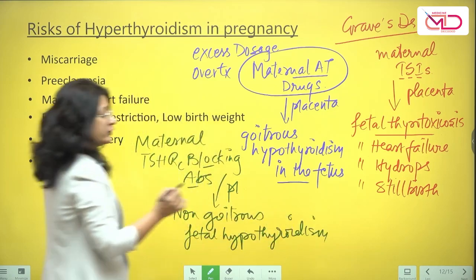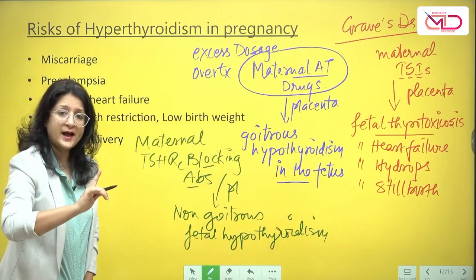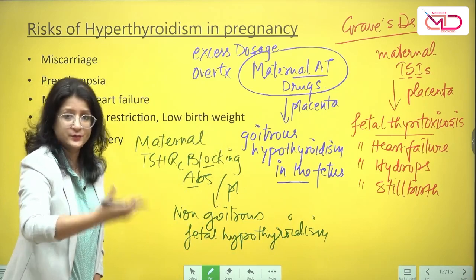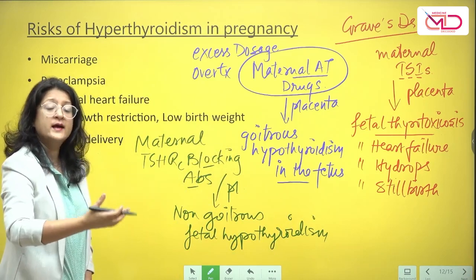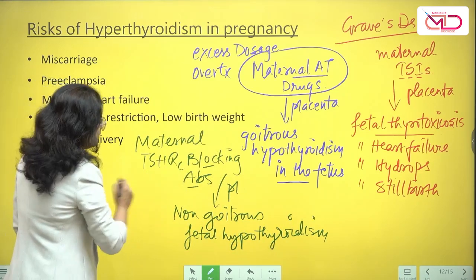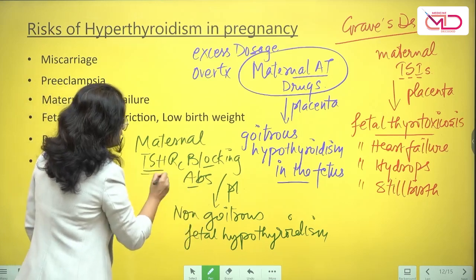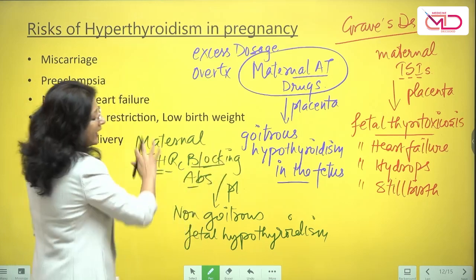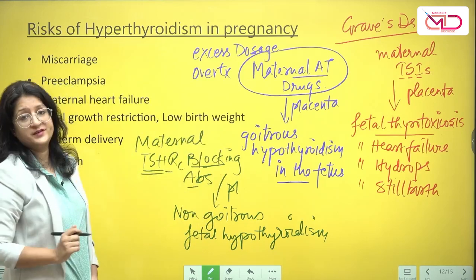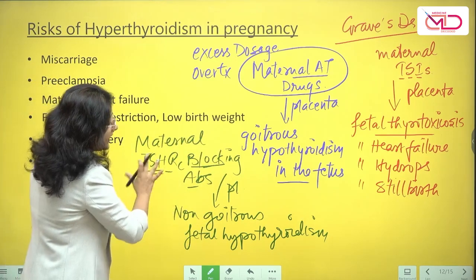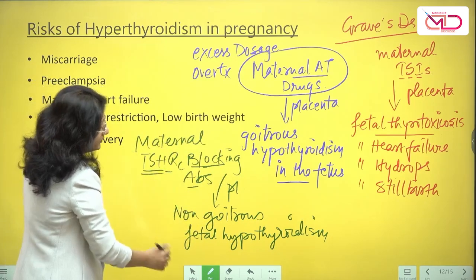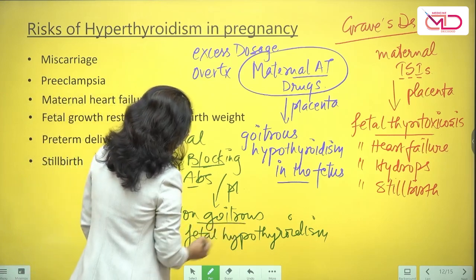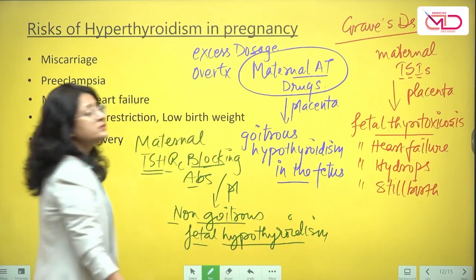Like I told you in thyroid physiology, goiter happens when there is excessive TSH stimulation on the thyroid gland. Now here, hypothyroidism is happening because of TSH receptor blocking antibodies which reach the fetus. So there is not excess TSH, the receptor is getting blocked. So that's why non-goitrous fetal hypothyroidism.